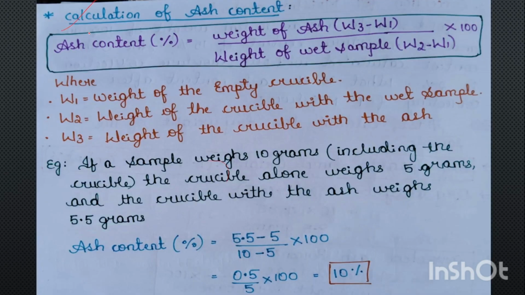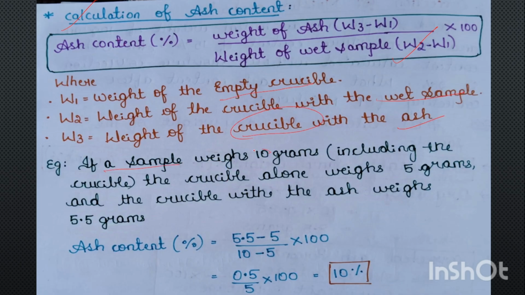Now coming to the calculation of ash content. Ash content percentage is equal to the weight of the ash, that is W3 minus W1, divided by the weight of the wet sample, that is W2 minus W1, into 100, where W1 is the weight of the empty crucible, W2 is the weight of the crucible with the wet sample, and W3 is the weight of the crucible with the ash.